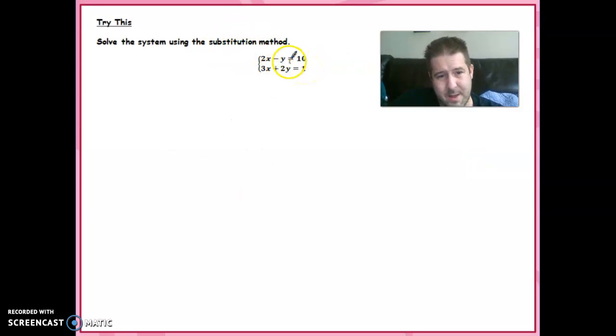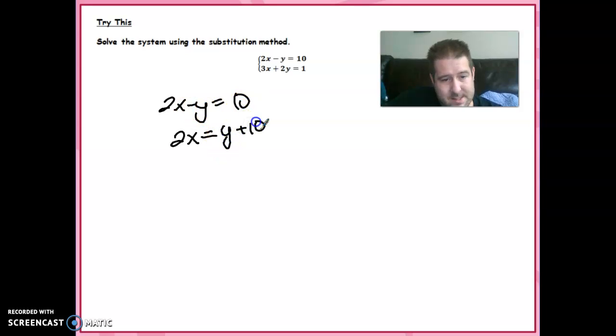I should get the exact same answer. I'm going to solve this for x. I'm going to say 2x minus y equals 10. I'm going to solve for x, so 2x equals, if I add y to both sides, y plus 10, and then if I divide both sides by 2, so that x equals 1/2 y, or y plus 10 over 2. So that will be y over 2 plus 5.